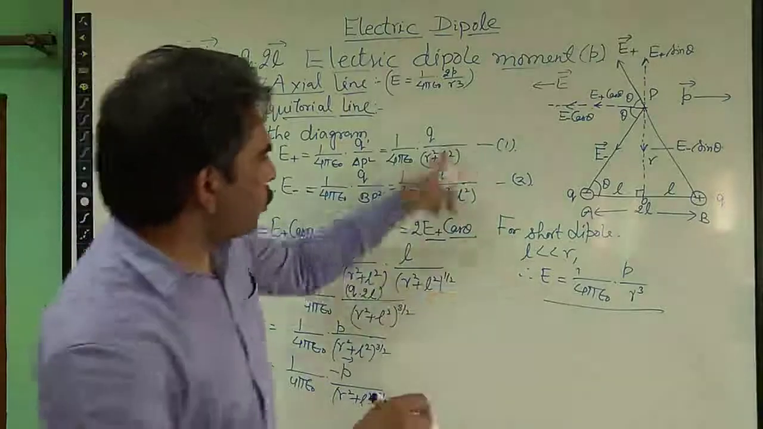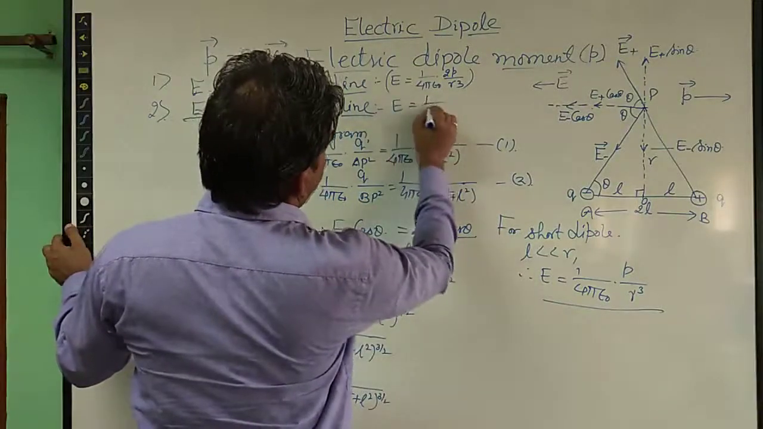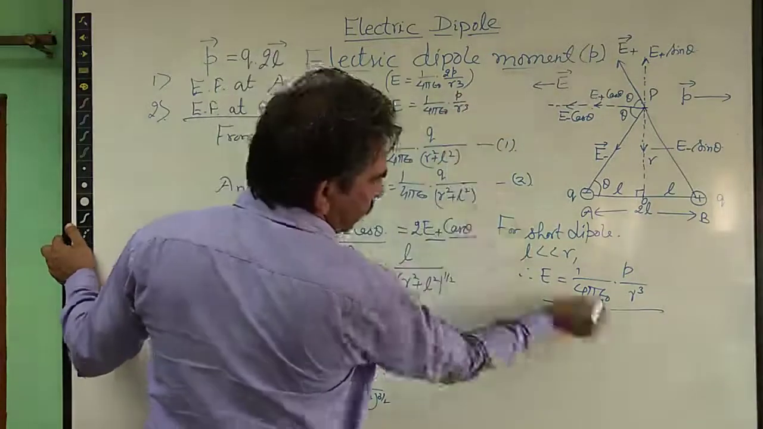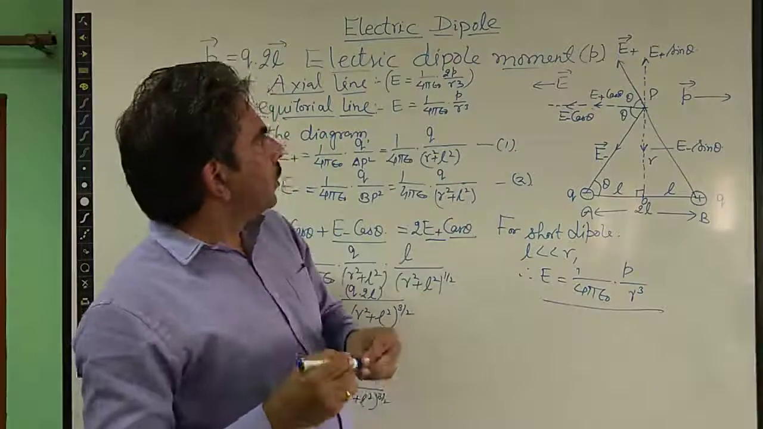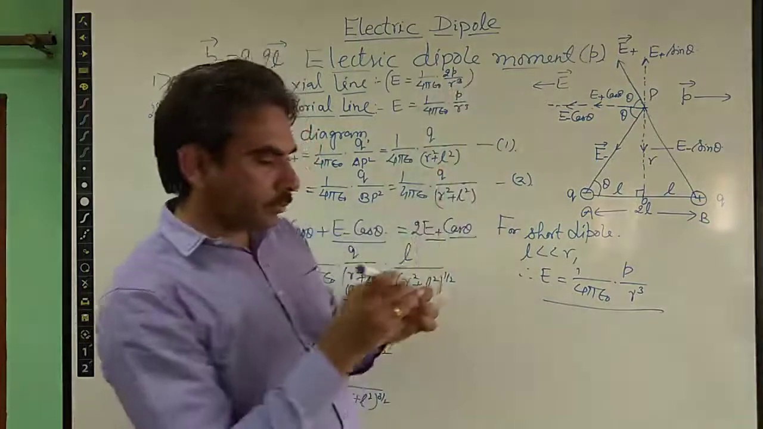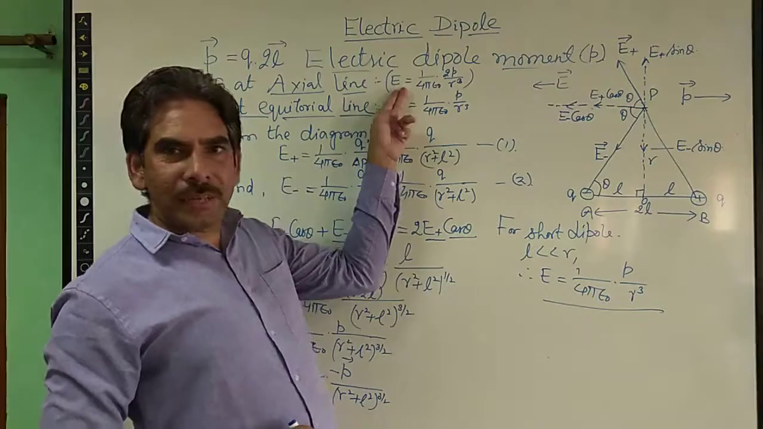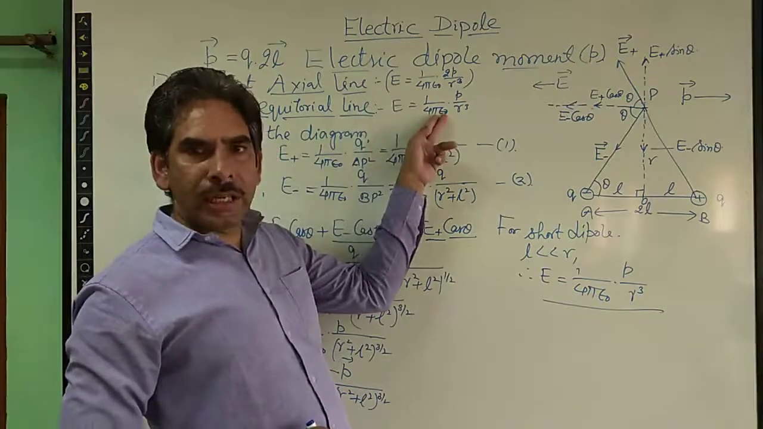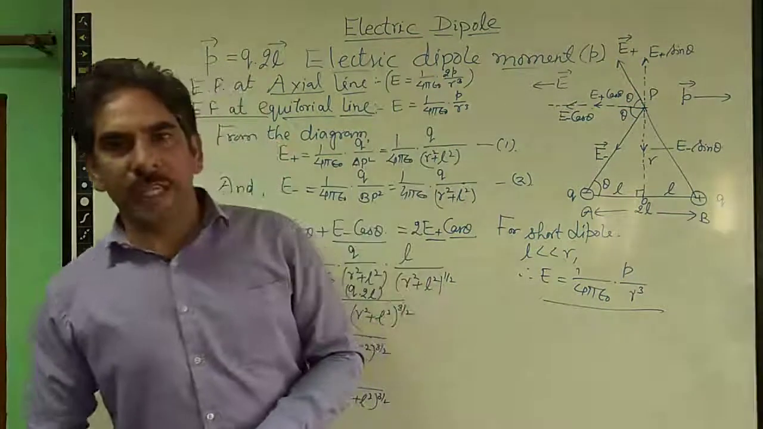If we compare these two, this is the electric field on the equatorial line, so E becomes equal to 1 upon 4 pi epsilon naught into P upon R cube. If we compare, what we observe is that at the axial line the electric field is twice the electric field on the equatorial line at the same distance. So this is what we understand from this expression.